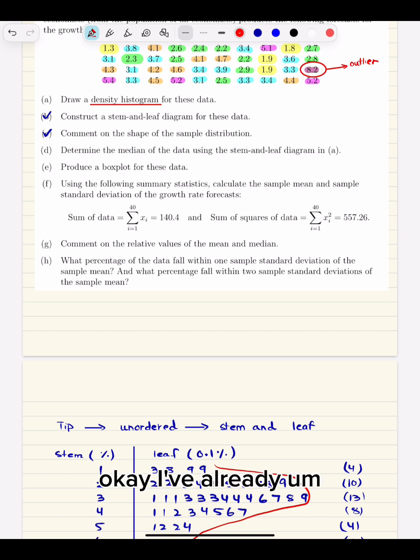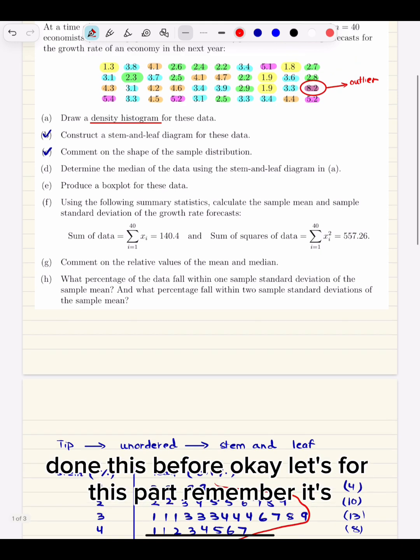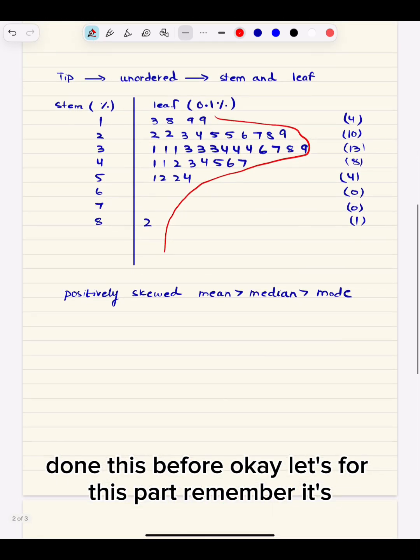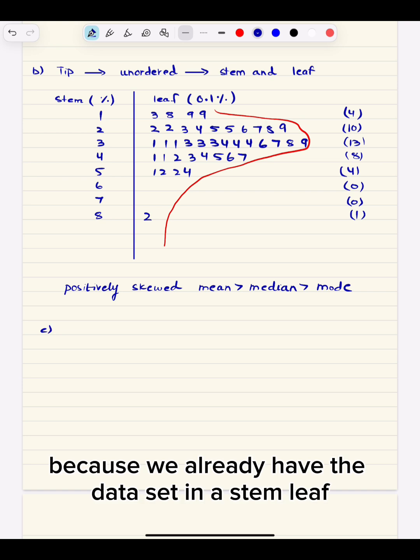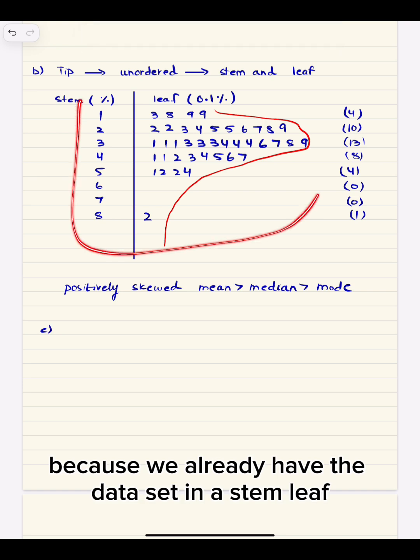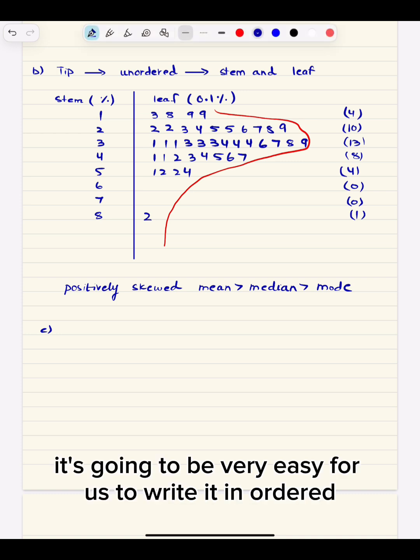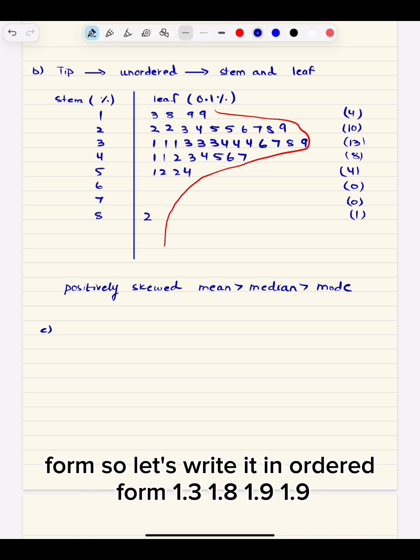Okay, I've actually done this before. For this part, remember, because we already have the data set in a stem and leaf, it's going to be very easy for us to write it in ordered form. So let's write it in ordered form.